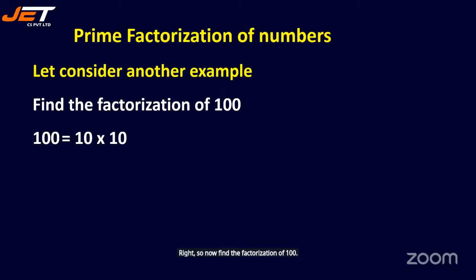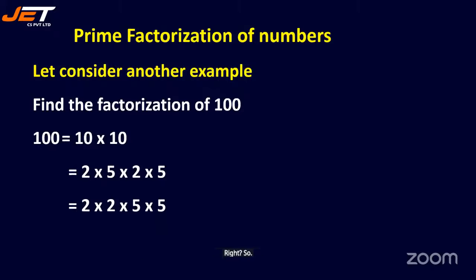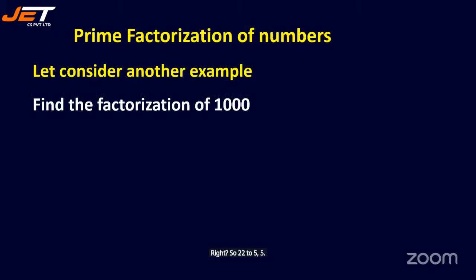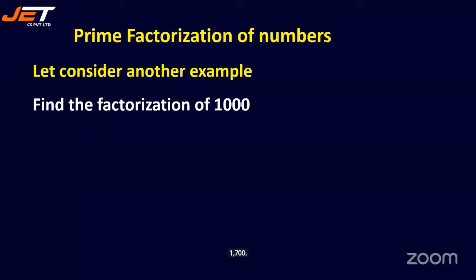100 is equal to 10 into 10, so 2 into 5 into 2 into 5. So 2 into 2 into 5 into 5. Right. Now let us consider another example. Find the factorization of 1000.